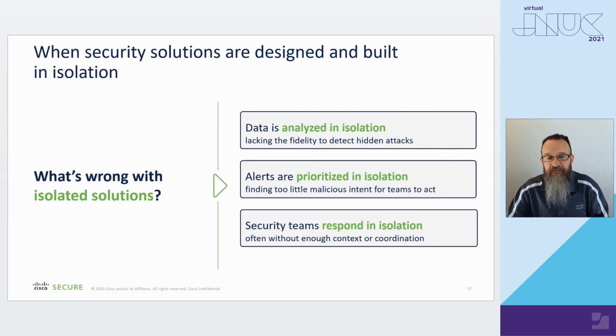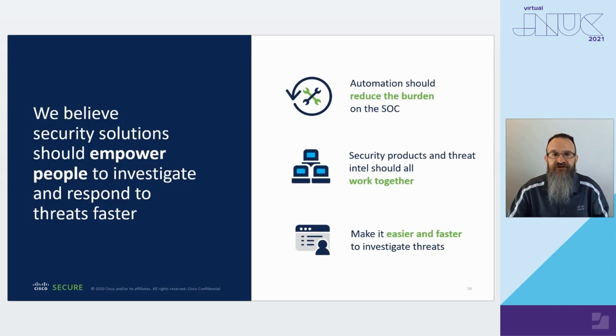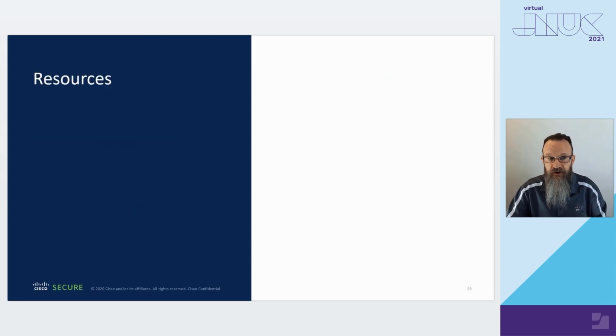And even your teams may currently respond in isolation. In a large environment, you may have a firewall team, you may have an email security team, you may have an endpoint security team. How often do they talk to each other? How often do they use the same tools and have access automatically to each other's tools and insights? We're helping fix all these problems because we believe that security solutions should really empower people to investigate and respond to threats faster via automation, via tools and intelligence that were designed to work together so that it's easier and faster for you to investigate more threats. Does that mean you're going to spend half the day playing video games? Probably not. It means you're going to investigate and respond to more threats. Fewer alerts are going to get dropped on the ground.